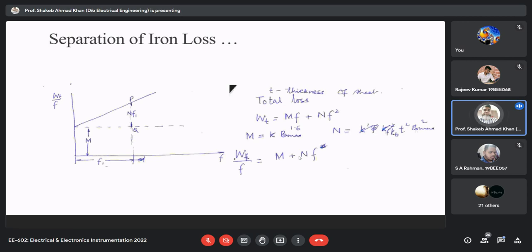So if anybody has any query regarding this explanation of this method, whatever I have done right now, it is a very important method. So you can ask, please.